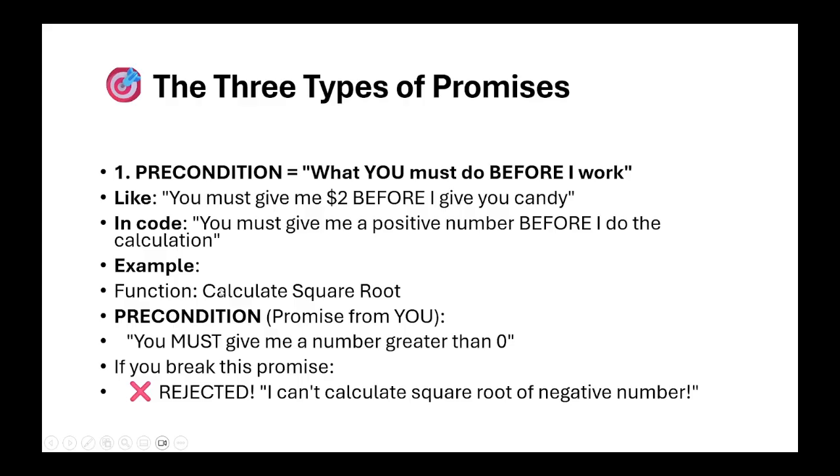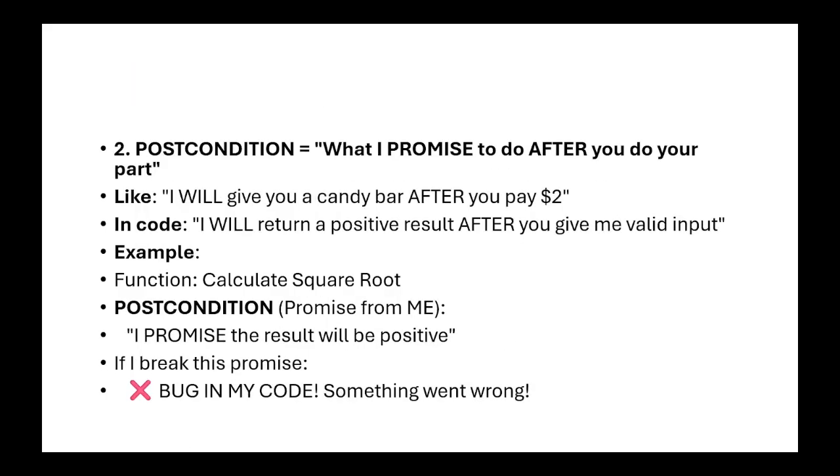For example, if you take a function that calculates square root, your precondition must be that you must give a number greater than 0. If you break this promise, then you won't get any result from it. And then we have the second promise, that is post condition. That is what the program returns you after it is done performing all the operations or the specified functions in the contract.